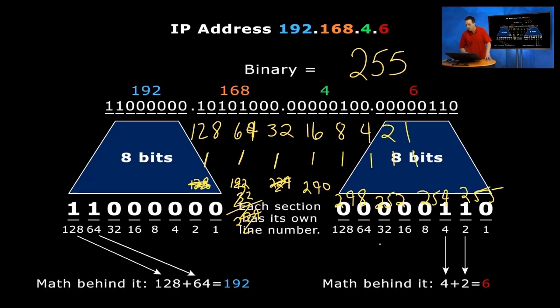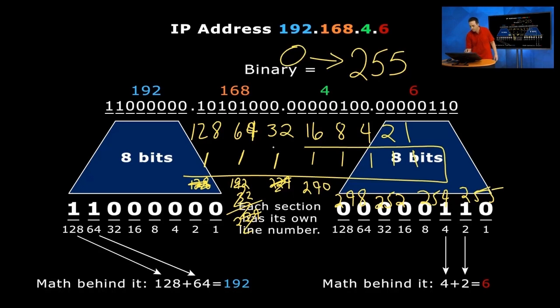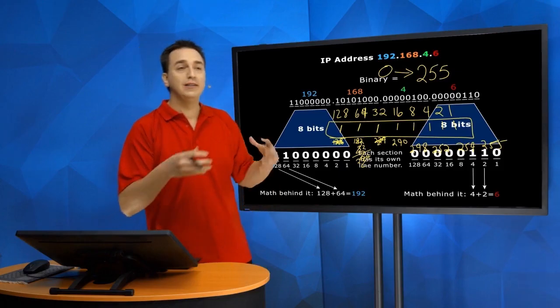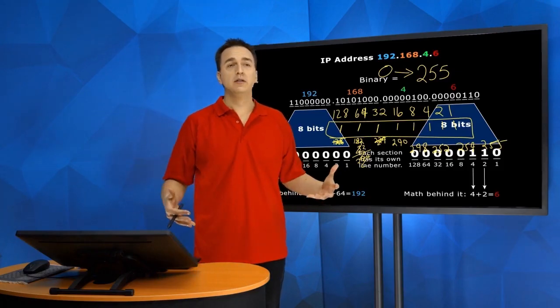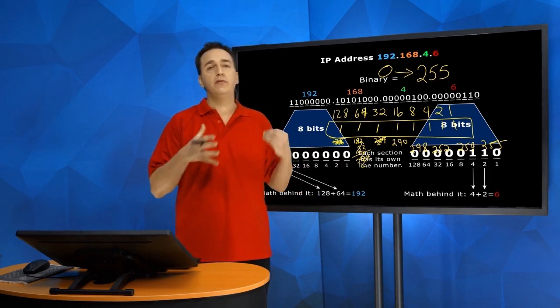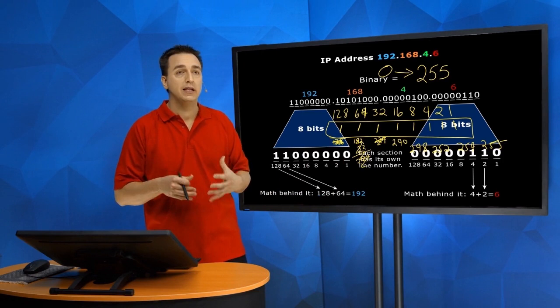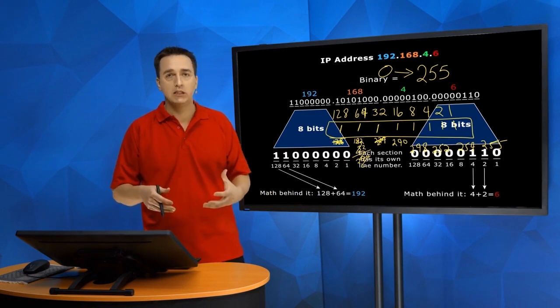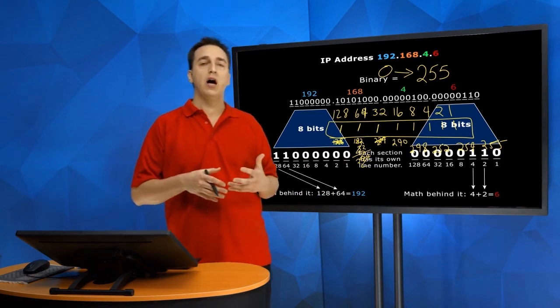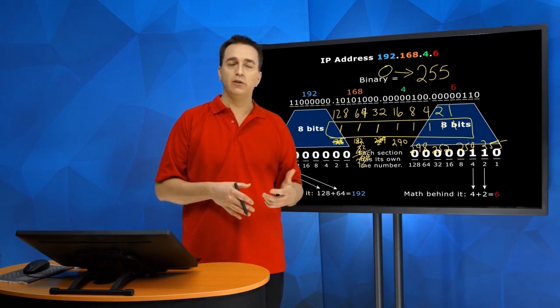Wow. All right. So that's why I said 0 to 255. That's why I said that. Because all ones is 255. All zeros is 0. So the maximum value we could have in an octet in an IPv4 address is 255, all ones. The minimum we could have in an octet is all zeros, which equals 0.